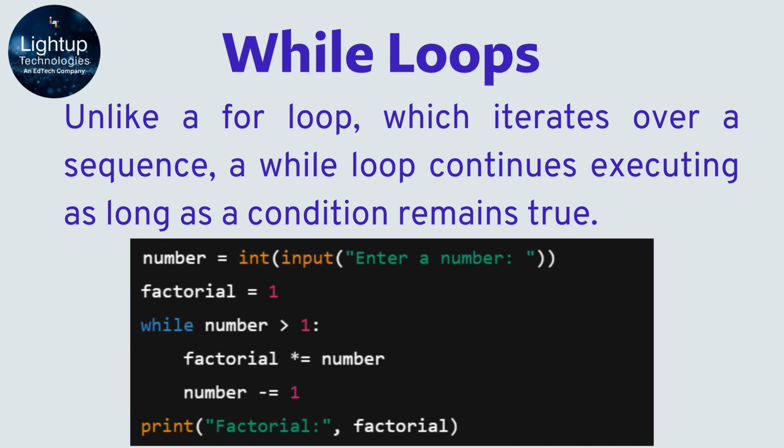Now, let's see how we can calculate the factorial of a number using a while loop. This loop calculates the factorial of the number by repeatedly multiplying the current value of factorial with the value of number. The loop stops when number becomes 1.